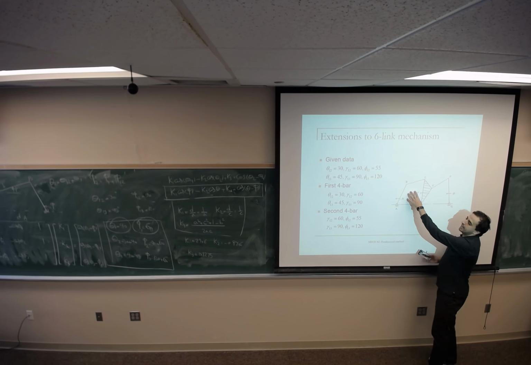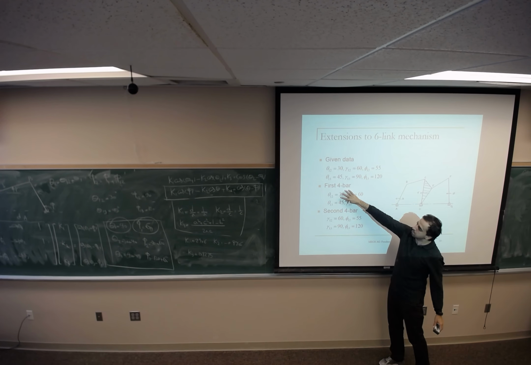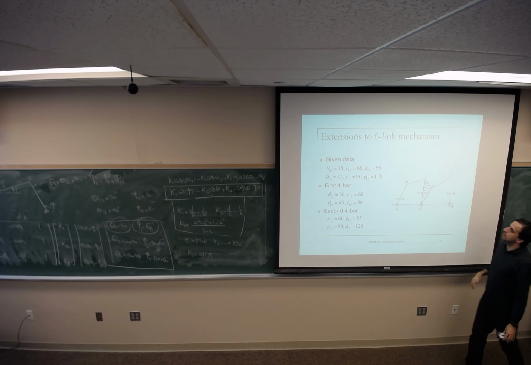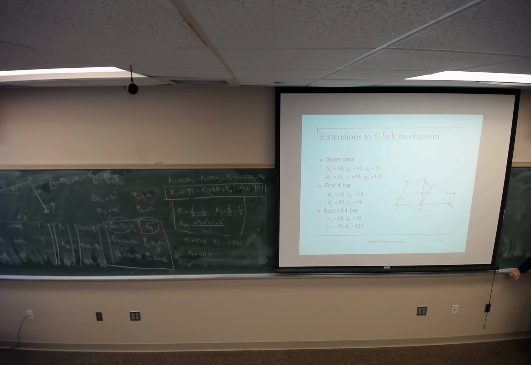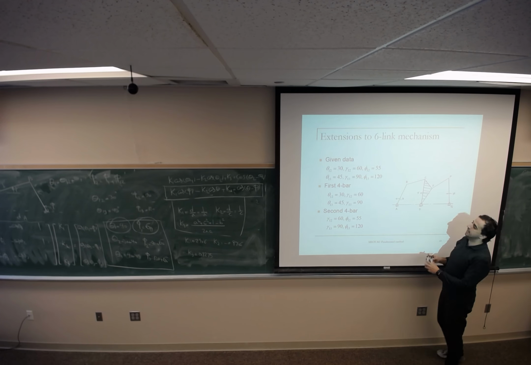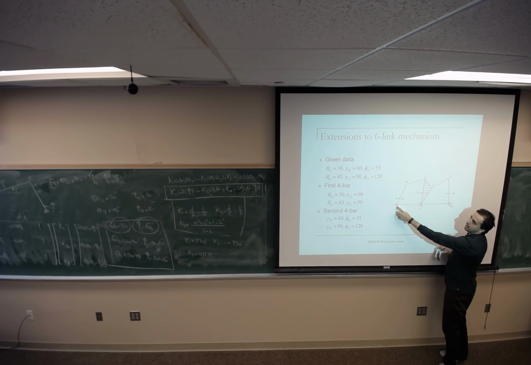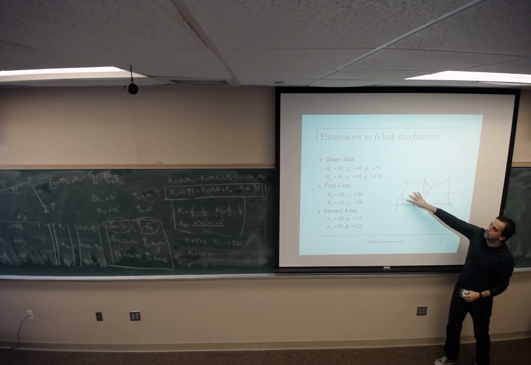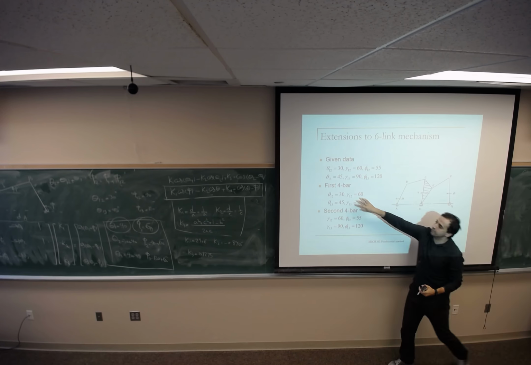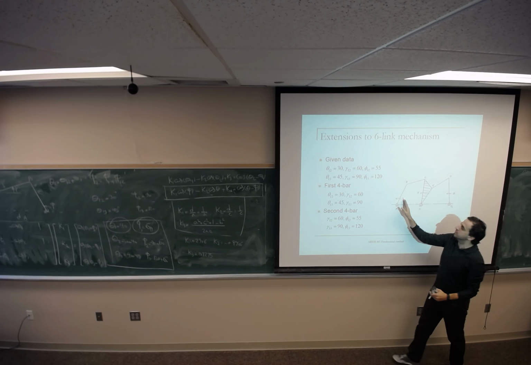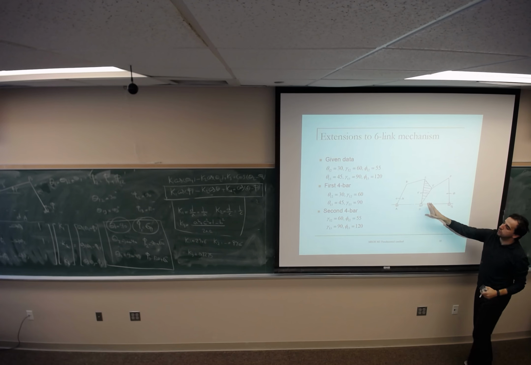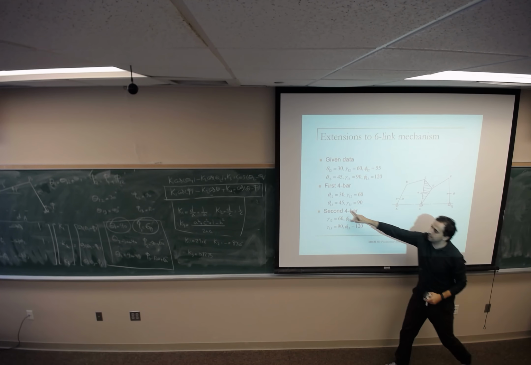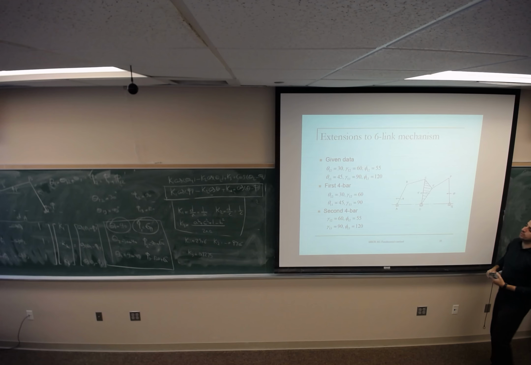I can change this problem to two 4-bar mechanisms. Just look at this mechanism, A, B, C, D. It's a 4-bar mechanism with this given data. Theta 1 2 is 30, gamma 1 2 we would like to have 60. Theta 1 3 is 45, gamma 1 3 is 90.